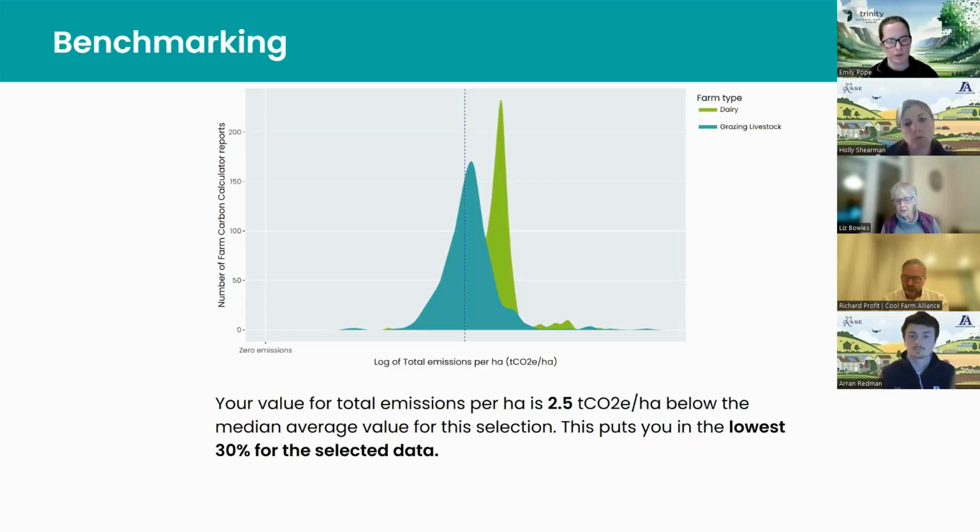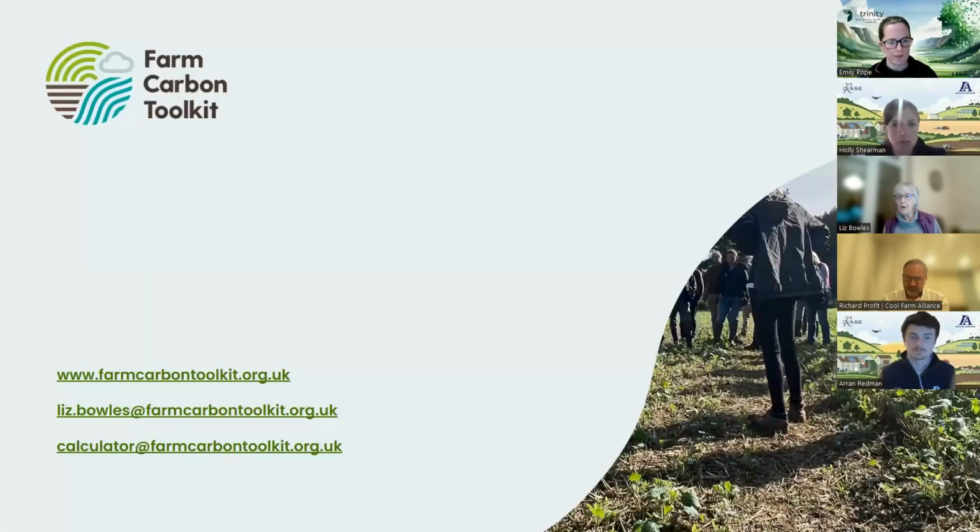That's just literally an introduction to the calculator. And I really look forward to the questions that are coming later on. And for farmers, it's completely free to use our calculator, and you can probably get on within 5 minutes and start doing your baseline footprint.